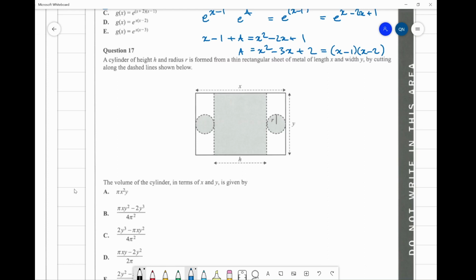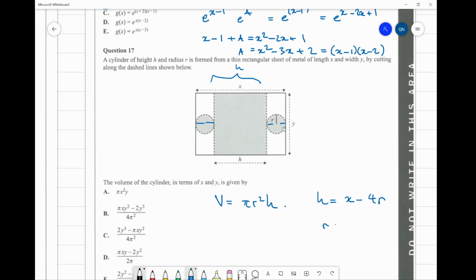So what's the formula for the volume of a cylinder? Let me try to remember, it's pi times r squared times the height. The question is, what is r squared, and what is h? I think h is going to be x minus 4r, because the height is only going to be this part when you fold it up, and then you have an r here, and an r here, r here, r here. So h equals x minus 4r. Now we just got to figure out what on earth r is, right?